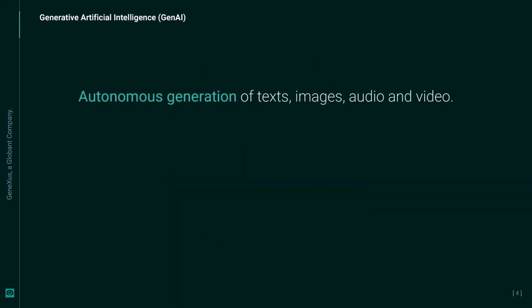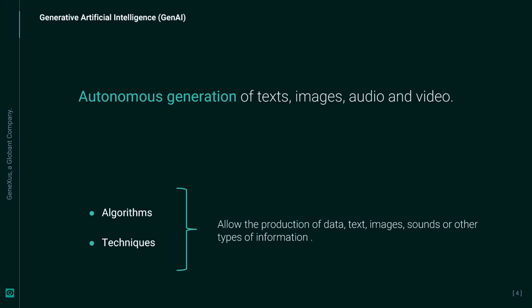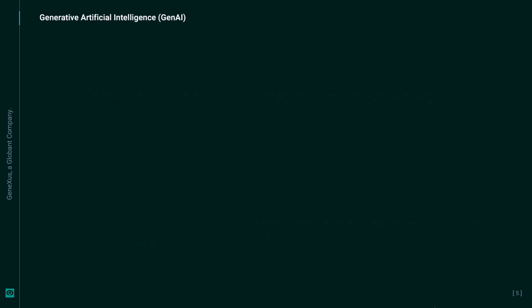To do so, they use algorithms and techniques that allow them to produce data, text, images, sounds, or other types of information that resemble what a human being could create, but without direct human intervention. Some of the advanced algorithms and techniques most commonly used by this approach are the following.